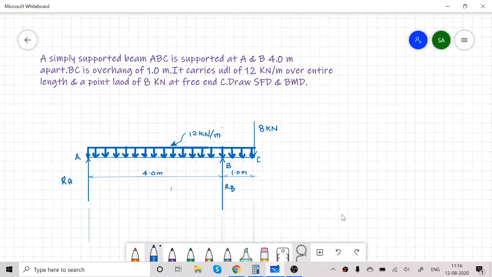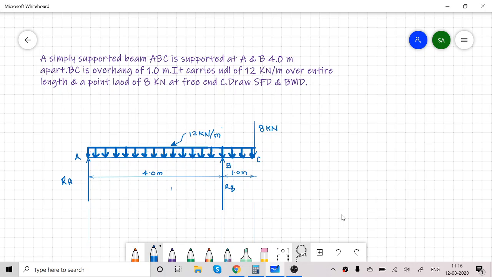Dear student, let us see today how to draw shear force and bending moment diagram for a simply supported beam having overhang and UDL plus a concentrated load. For that, we will consider one example.